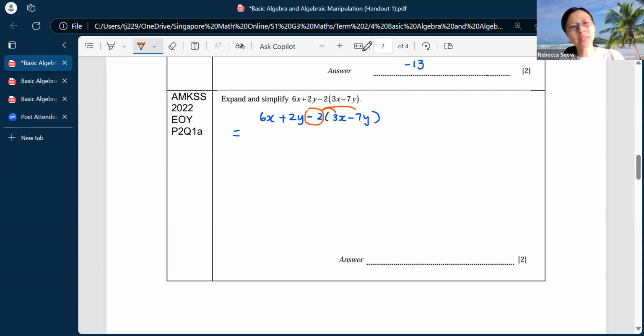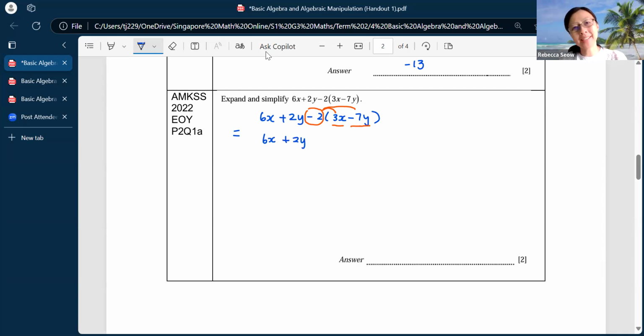Okay, so the first term is to multiply negative 2 by 3x. And the second term is to multiply negative 2 by negative 7y. So let's continue. We move on. Okay, now we are not going to do anything to 6x plus 2y yet. So we are going to copy these two terms down. So 6x plus 2y. All right, next.